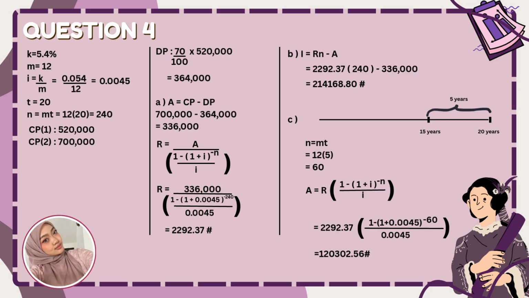Next, question C. Jamila wants to settle the loan after 15 years. Since the total loan term is 20 years, that means there are 5 years left. To find the outstanding balance, I use the formula for the present value of the remaining payments. First, I calculate N equal to M multiplied by T. Here, M equals 12 months and T equals 5 years, so N equals 60. By substituting N equals 60 into the present value formula, I found the outstanding balance is 120,302 ringgit and 56 cents.